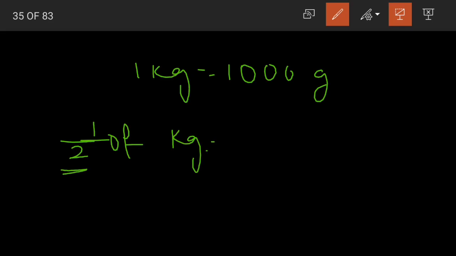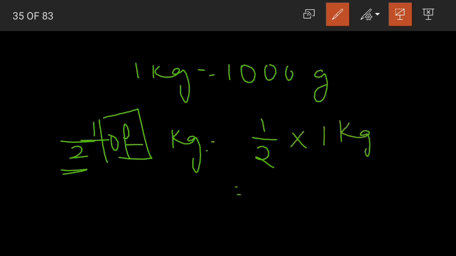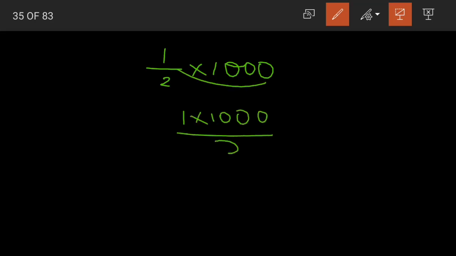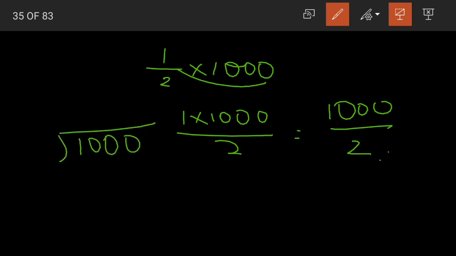I said when we are using fractions and we are using the word of, it means we have to multiply. 1 by 2 into 1 kg. What is the value of 1 kg here? 1000 grams. 1 by 2 into 1000 grams. Now how do we multiply a fraction and a whole number? We multiply the numerators, 1 into 1000, divided by the denominator. 1 into 1000 is equal to 1000 by 2. That means we have to divide our 1000 by 2.